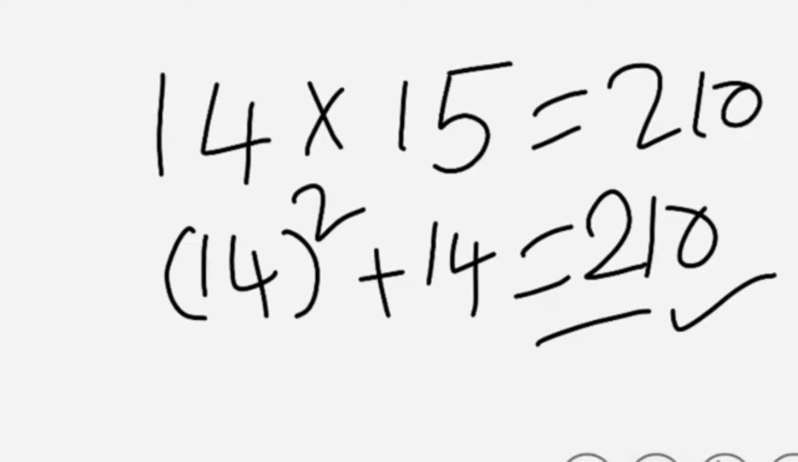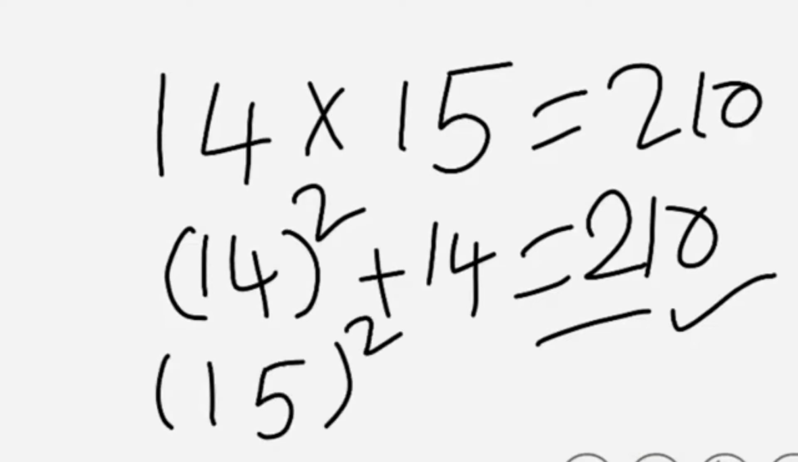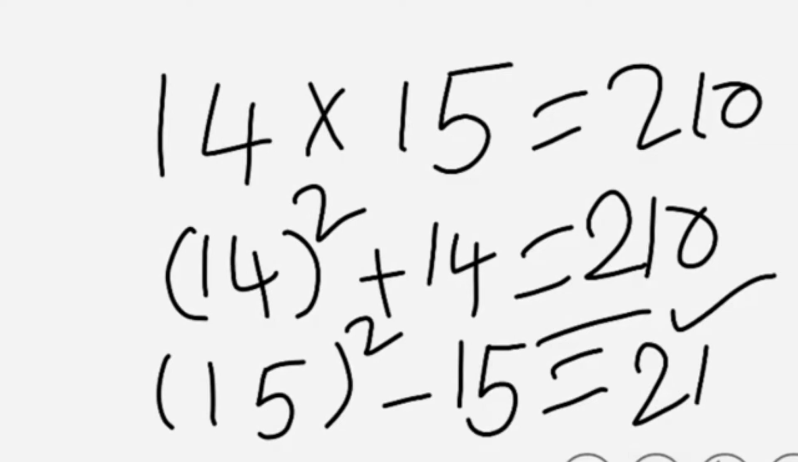If you want to take the big number, just take the big number 15, square it, and subtract the big number from it. The result is also the same, 210. So 15 square is 225 minus 15, which is also the same result, 210.